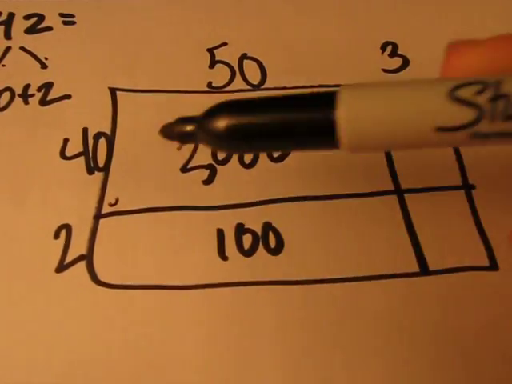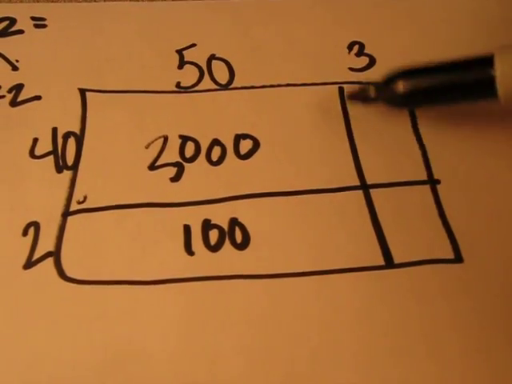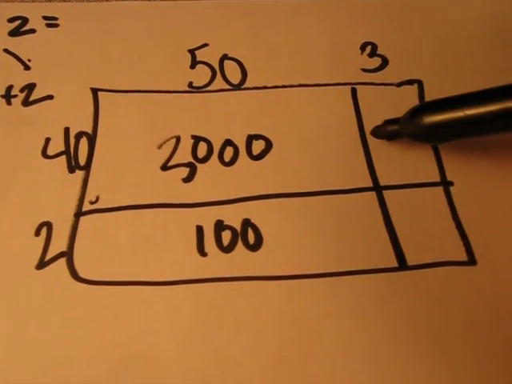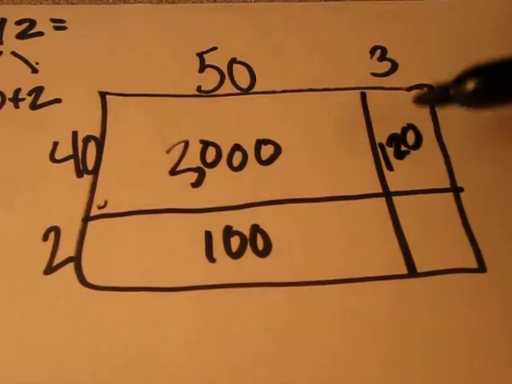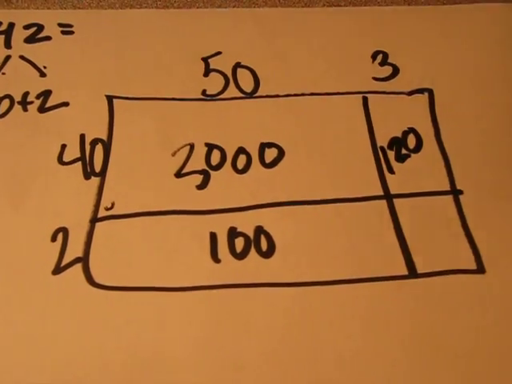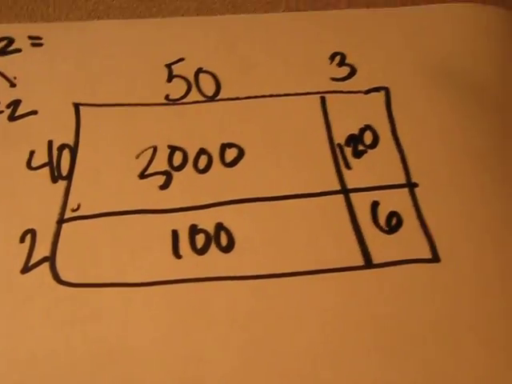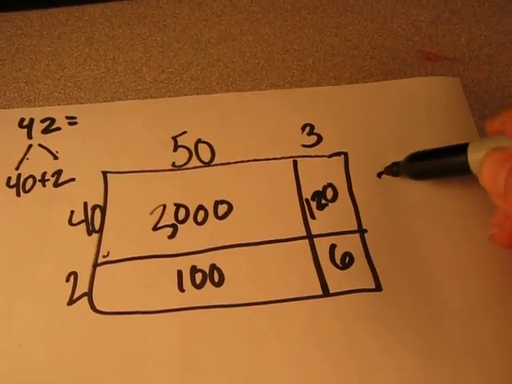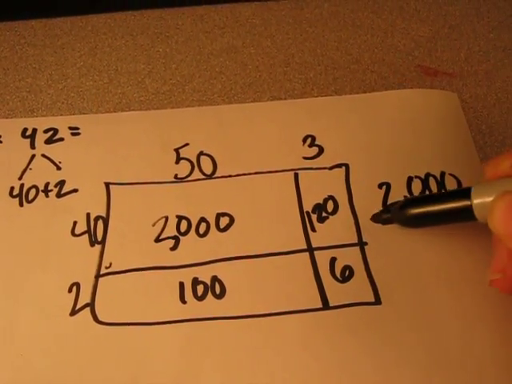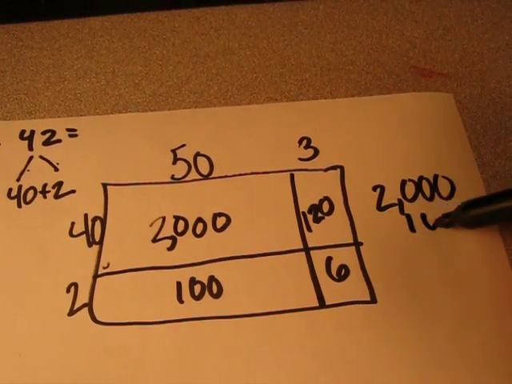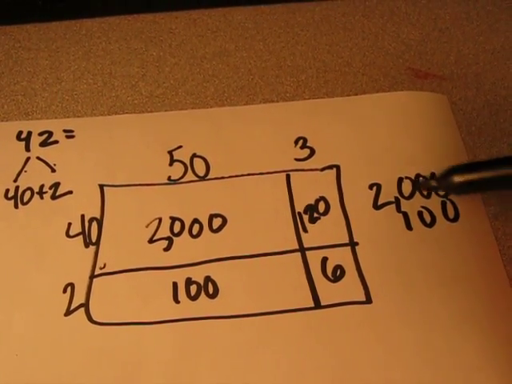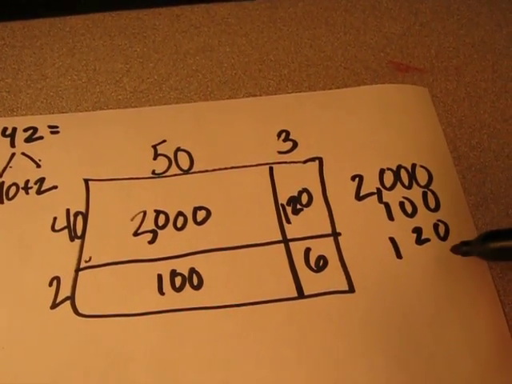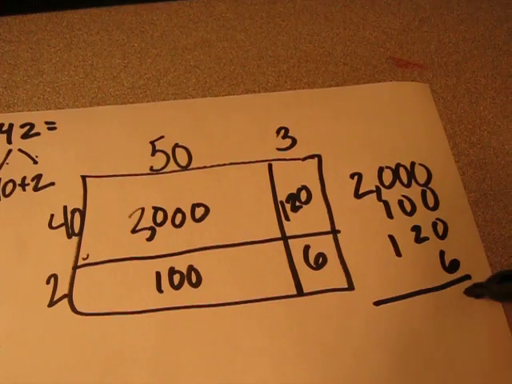Now this one is a 40 by 3, because this length is 40. So 40 times 3 is the same as 12 times 3 with a 0 at the end, because 3 times 4 is 12. And 2 times 3 is 6. To find the area of the entire house, now you just have to add all the 4 rooms together. So 2,000 plus 100, being careful to line up the ones, tens, hundreds, and thousands. 120 and 6. Add those up.